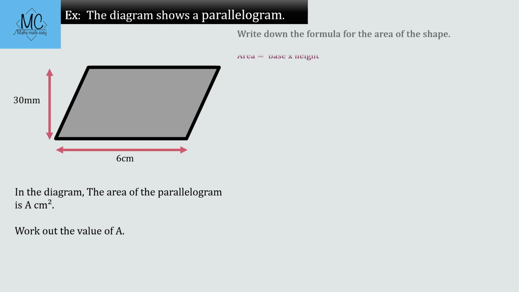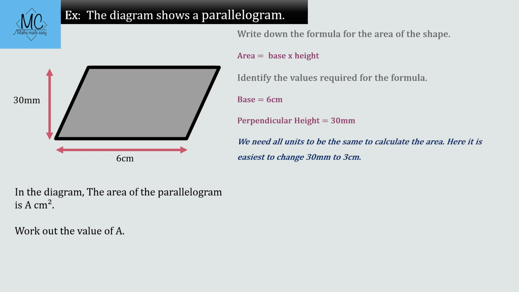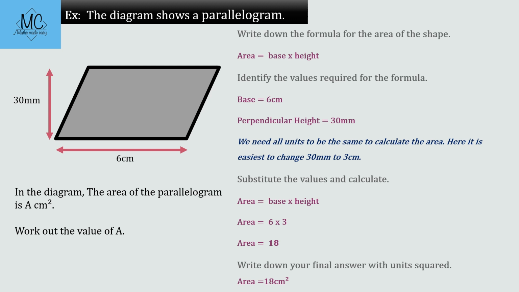So write down the formula for the area of the shape, which is base times height. Now identify the values required for the formula. So the perpendicular height will be 33 mm. Now we need all the units to be the same to calculate the area, as I told you before. So here it is easiest to change the 33 mm, which will become 3.3 centimeters. Now substitute the values and calculate the area. So here the answer will be 18. Now write down your final answer with the unit squared, which is 18 centimeters square.